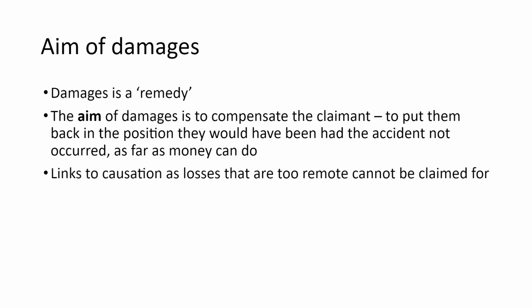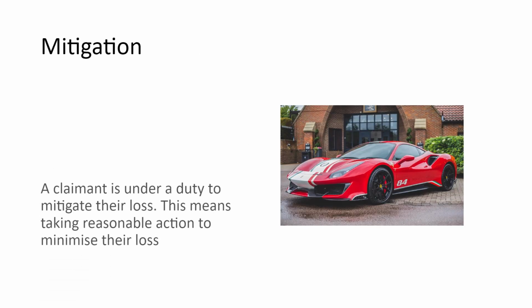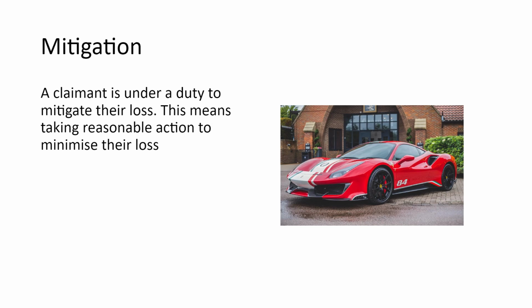Maybe just stating the aim of damages if you can, if you've got time. And this links to causation because losses that are too remote can't be claimed for. So they are not going to be payable to a claimant. Claimants are under a duty to mitigate. This means minimise their loss. So they have to take reasonable steps to minimise their loss.